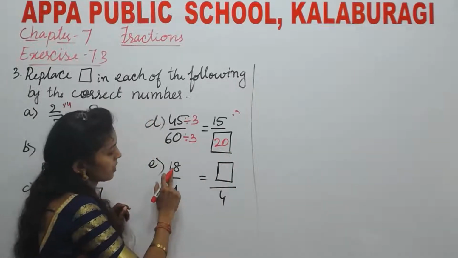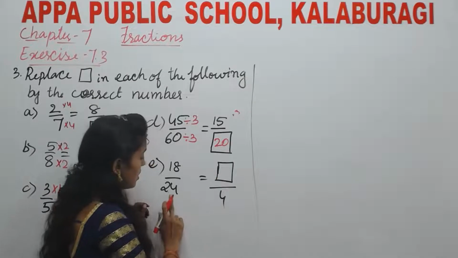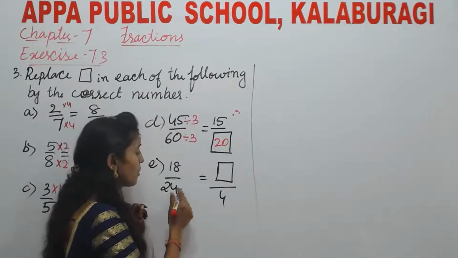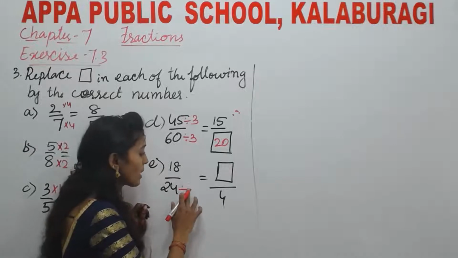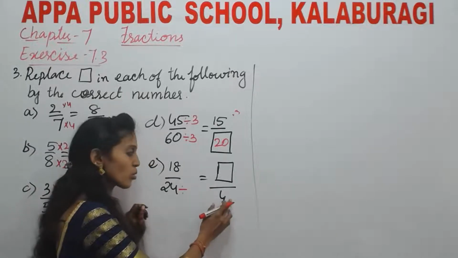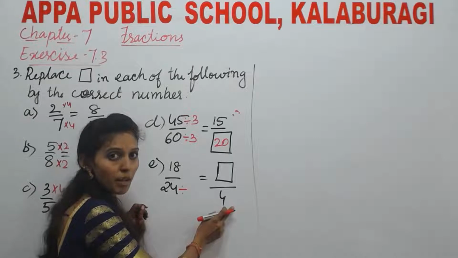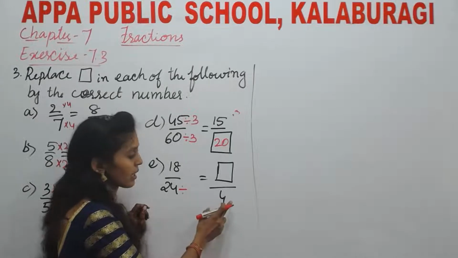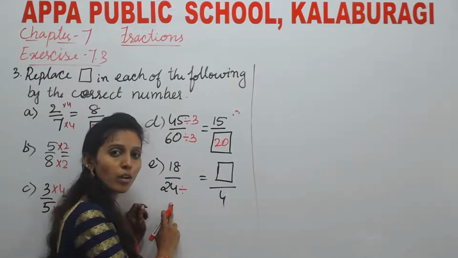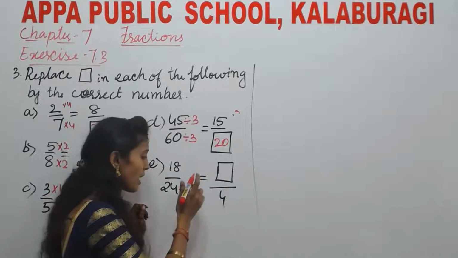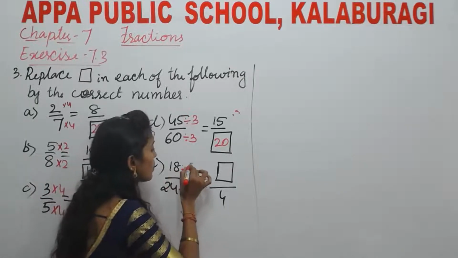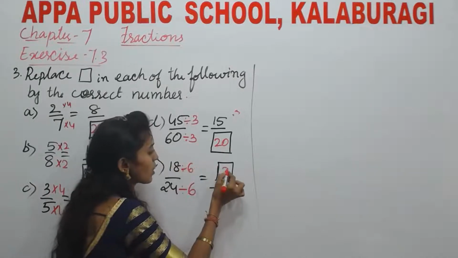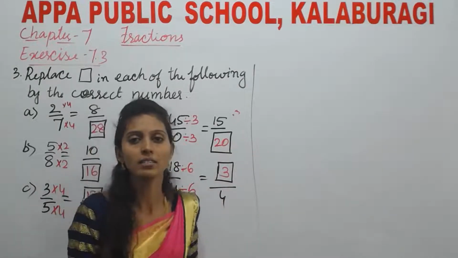Same thing here. It is box, 24. By which number, if you divide, will you get 4 here? See, if you don't get this number instantly, go to this. In the 4 table, when will you get 24? 4 6s are 24, right? So that is the number here. Okay, so do the same thing here. When you divide 18 by 6, you will get 3. This is the answer. Over.